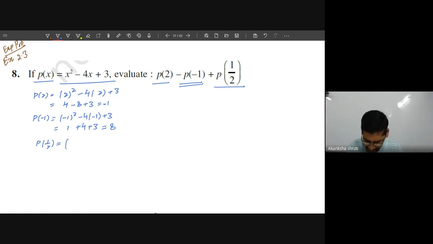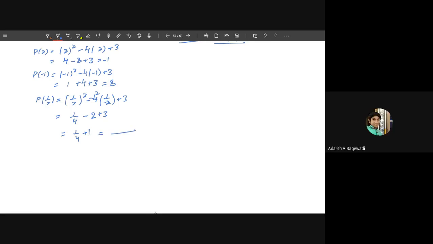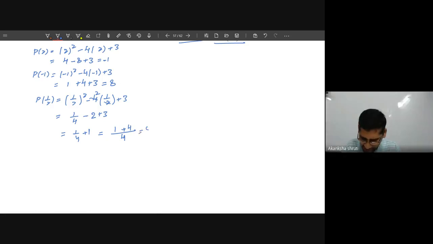The 1 by 2 means it is 1 by 2 square minus 4 into 1 by 2 plus 3. Student, this becomes a fraction 1 by 4 minus, this can be cancelled 2 times. So 2 plus 3. It is like our 1 by 4. This becomes plus 1 minus 2 plus 3 is plus 1. So how to get it? For that you have to do the LCM. Good. 4 will come 1 time and 1 will multiply with 4. 5 by 4. Good. So it is 5 by 4.